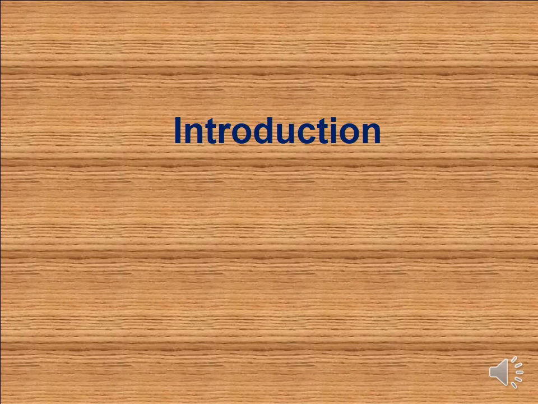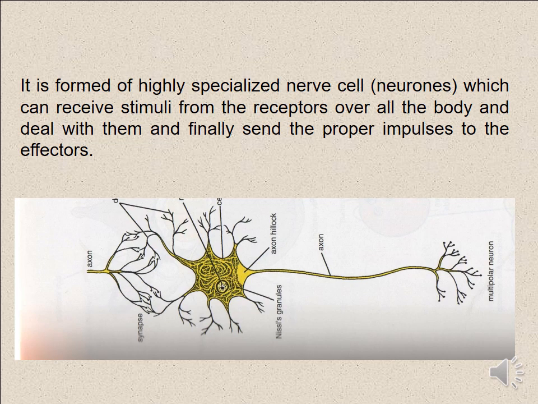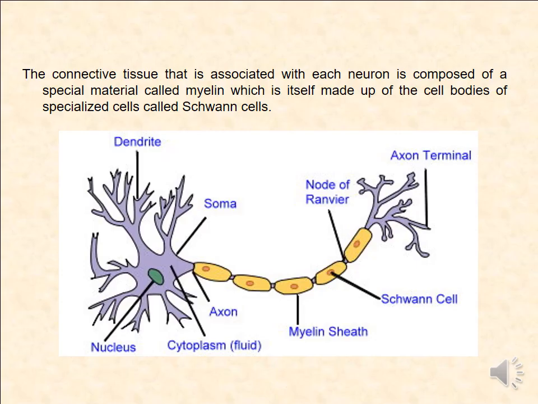Introduction about local anesthesia. The work of local anesthesia is formed from highly specialized nerve cells called neurons, which can receive stimuli from receptors over all the body and deal with them and finally send a proper impulse to the effectors. The connective tissue that is associated with each neuron is composed of a special material called myelin, which is itself made up of cell bodies of specialized cells called Schwann cells.